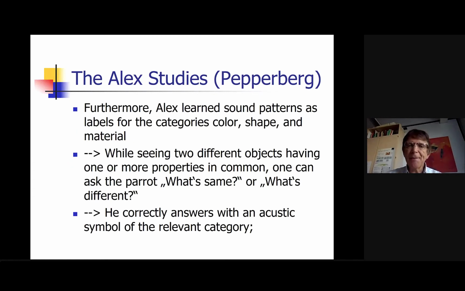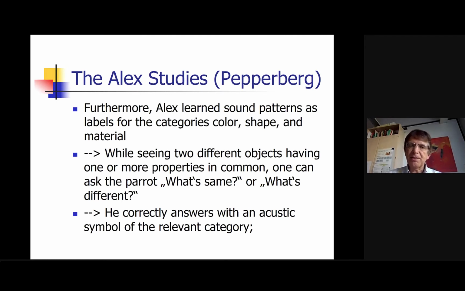Now, Alex, in addition, learned sound patterns as labels for the categories of color, shape, and material. So what does this allow? The first characterization I just gave shows that Alex can recognize the color red in different objects, in square objects, in triangular objects, and so on. He can now also recognize red as being part of the dimension of color.